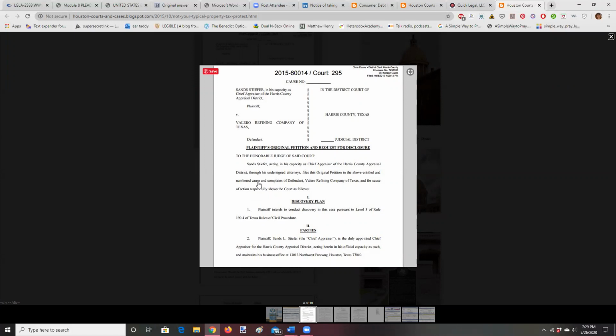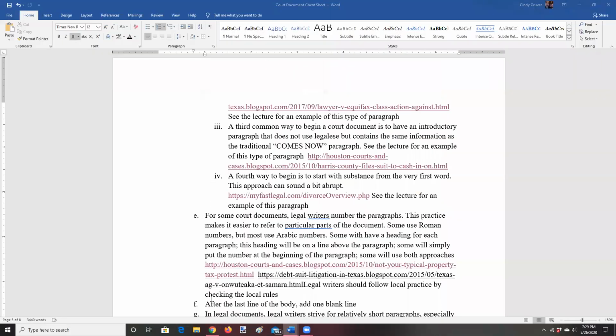each paragraph is numbered. It's not unusual that this first introductory paragraph is not numbered. In fact, I would say it usually is not numbered. It's really when you get into the nitty-gritty that you start numbering your paragraphs. And let's look at this one.